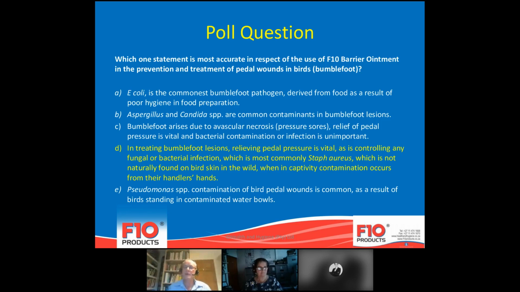And B, Aspergillus and Candida are common contaminants in bumblefoot lesions. Now, actually they are, and this is where if you're putting a dressing on a bird and keeping it dressed up for some weeks, rather like humans getting athlete's foot and candida between your toes, this can happen with birds if they're hot and sweaty inside a dressing, even if it's changed on a weekly or twice weekly basis. So if you are redressing them, putting that F10 barrier cream on there to prevent that is a good thing to do.